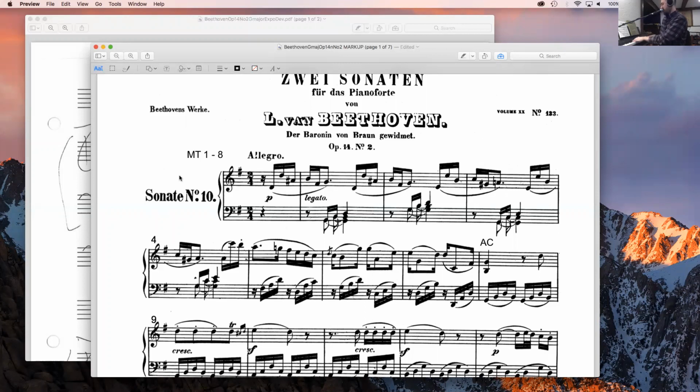I think it feels like the downbeat is right here. I'll show you. Right there, where the chord comes in. And then he does it again.